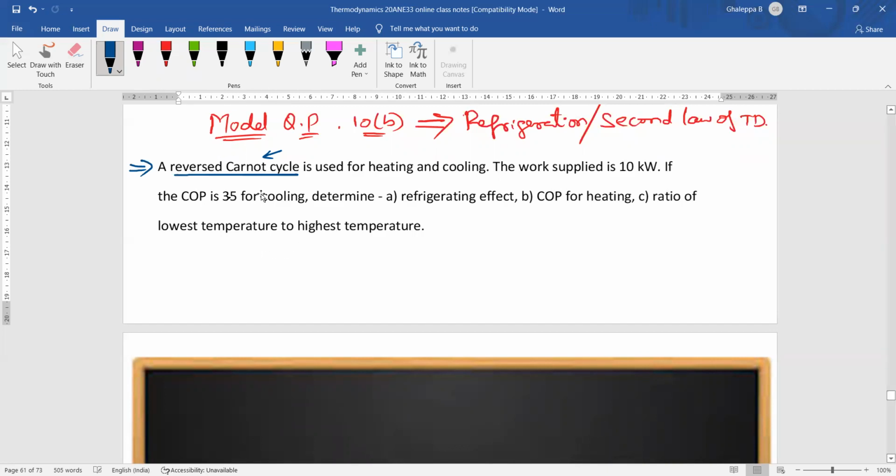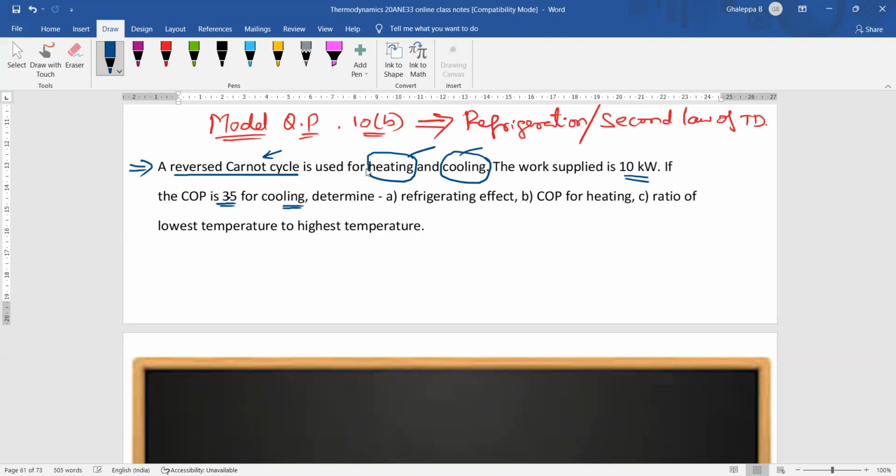And this Carnot engine is used for heating purposes as well as cooling purpose. Okay, we will discuss what is the type of heating and cooling here in the solution. The work supplied is 10 kilowatt. As I told you, it is a reverse Carnot engine. The reverse Carnot cycle absorbs work. If it is a direct engine, it produces work. It's like petrol engine, diesel engine, vapor power cycle, etc. The COP is 3.5. For cooling purpose, he has given.